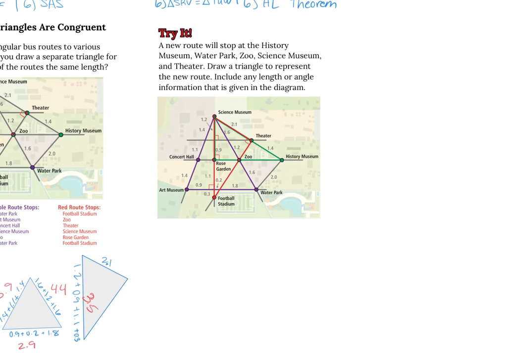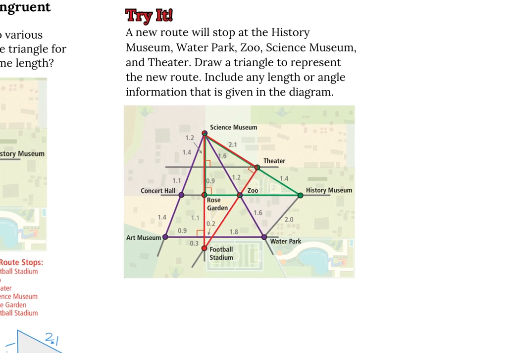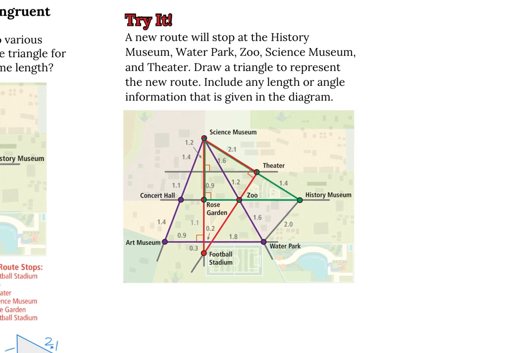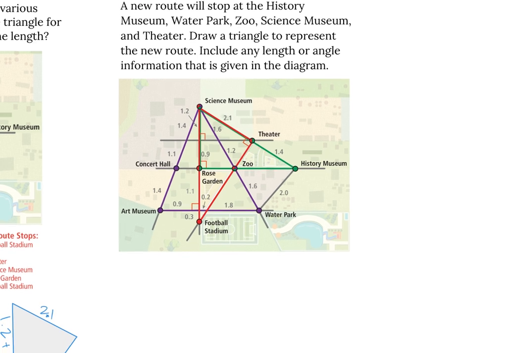All right, our try it. A new route will stop at the History Museum, Water Park, Zoo, Science Museum, and Theater. Draw a triangle to represent the new route. Include any lengths and angle information that is given in the diagram.